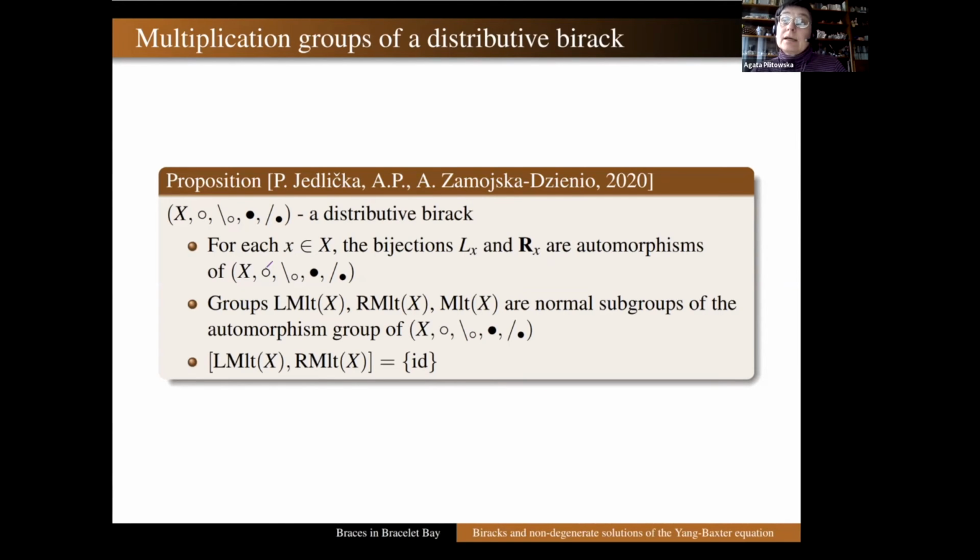Additionally, by this first result, we obtain that all three groups, the left multiplication group, the right multiplication group, and the general multiplication group of the Birack, are normal subgroups of the automorphism group of the whole Birack. In particular, the commutator group of the left and right multiplication groups is trivial.